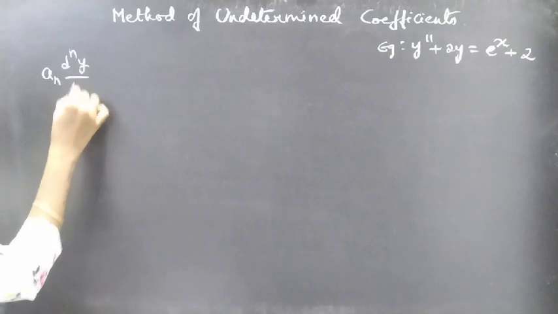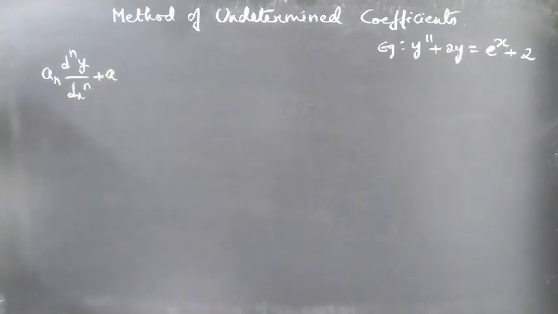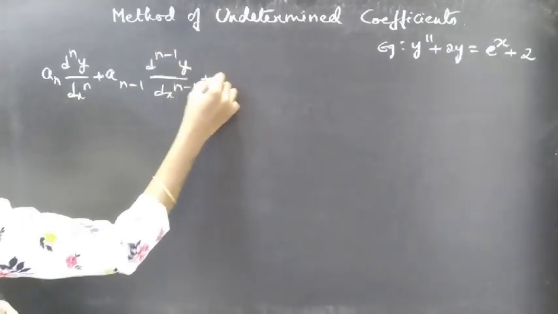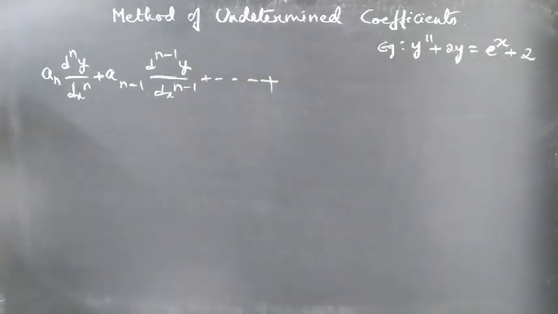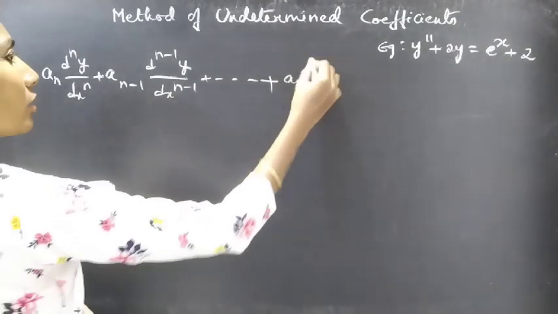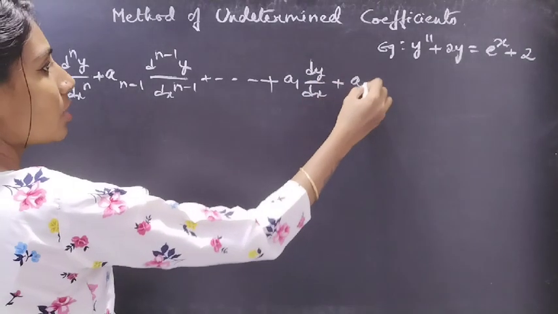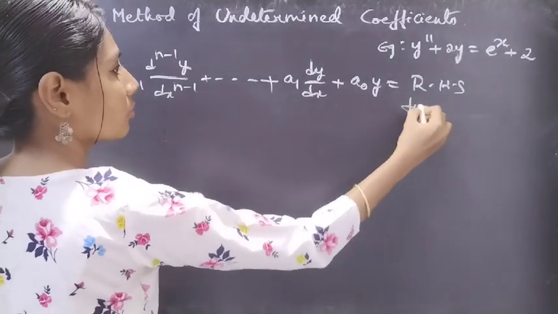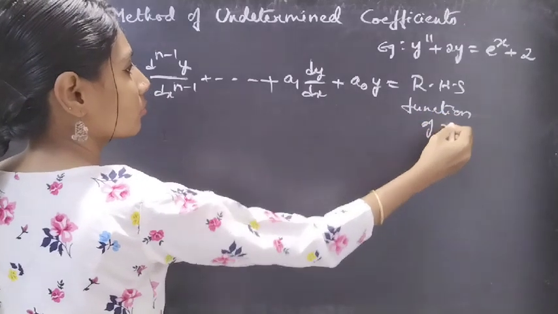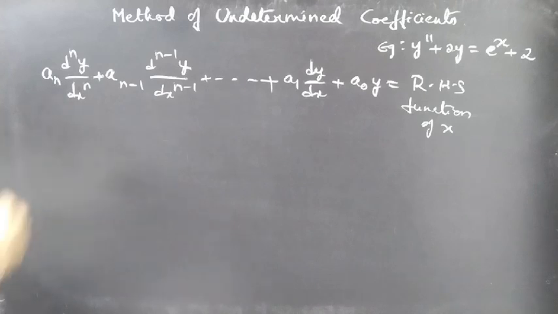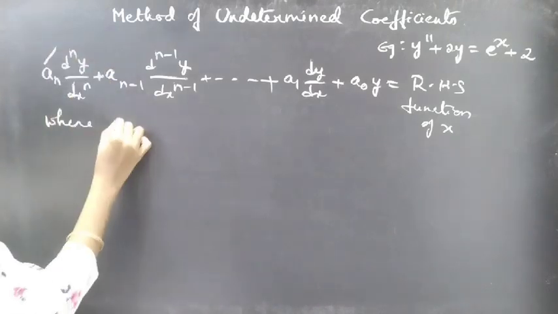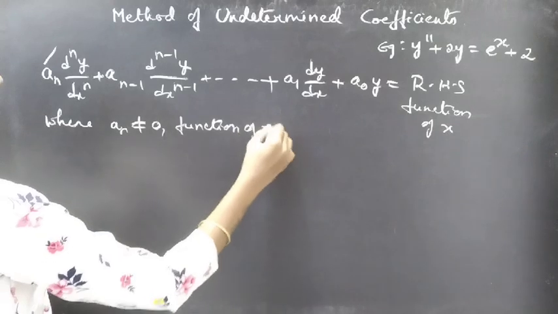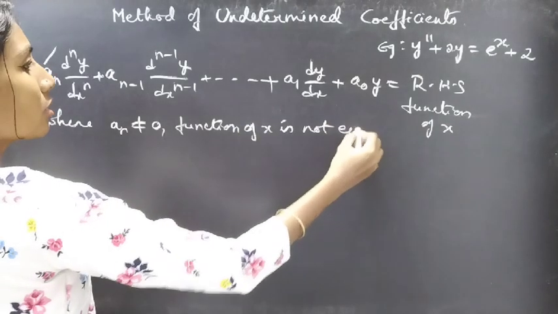If a differential equation of the form an d^n y/dx^n plus a(n-1) d^(n-1) y/dx^(n-1) plus so on plus a1 dy/dx plus a0 y equals the RHS part, which is some function of x, where an is not equal to 0 and the RHS part, which is a function of x, is not equal to 0.